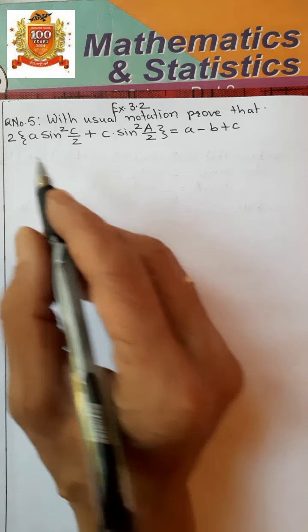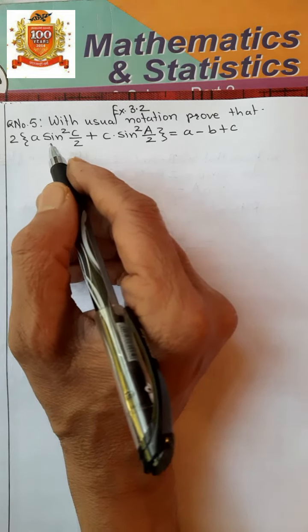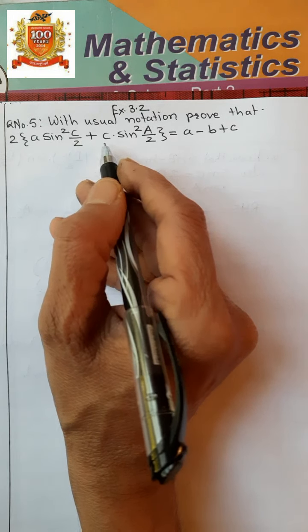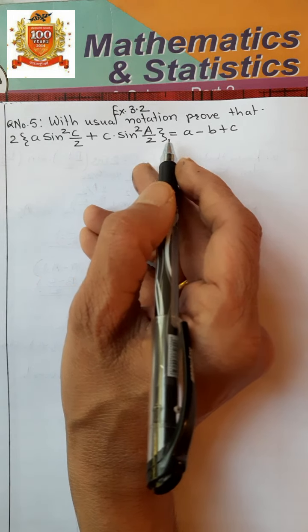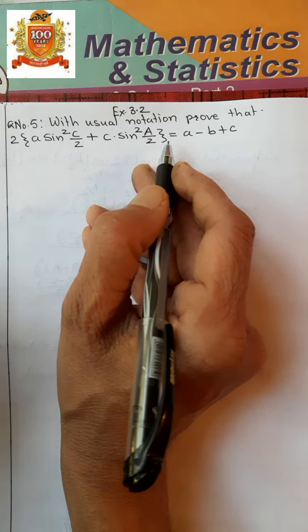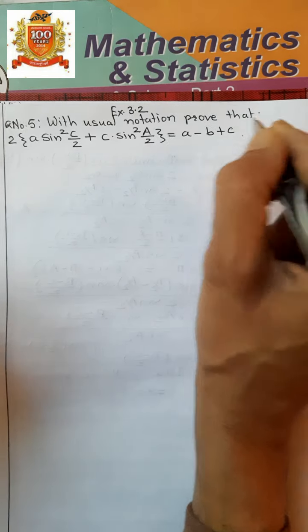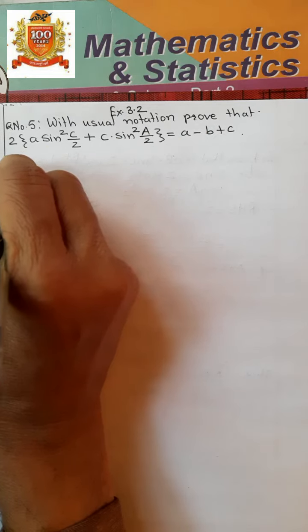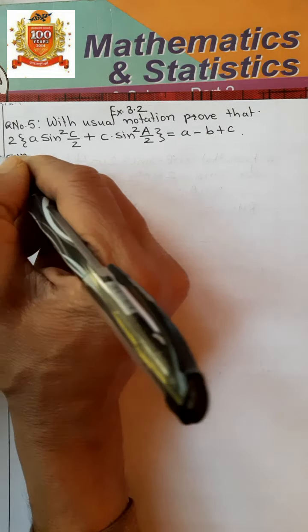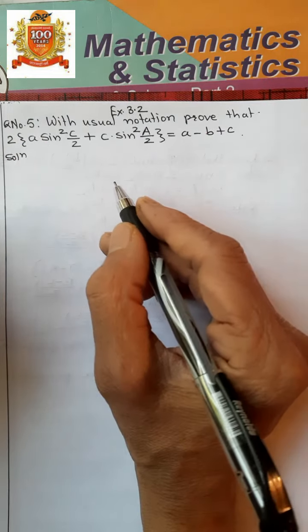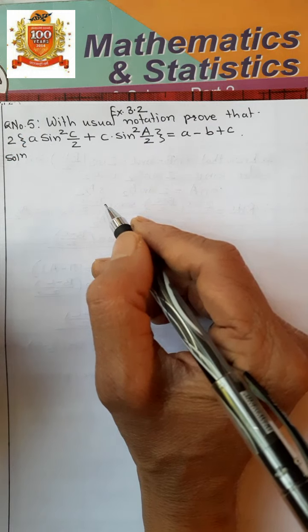Prove that twice in bracket a sin square C by 2 plus c sin square A by 2 is equal to a minus b plus c. Let us solve this. This question we can solve in different ways. Let us see the first, easiest way.